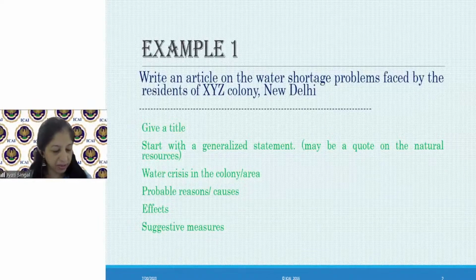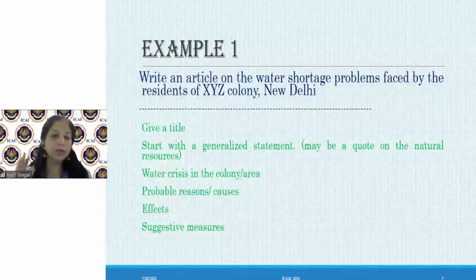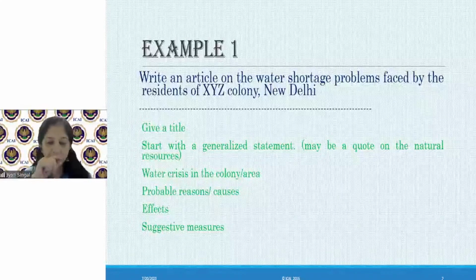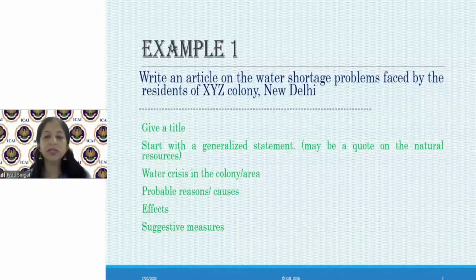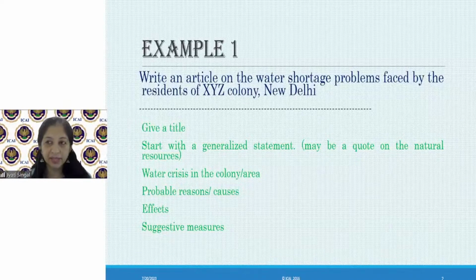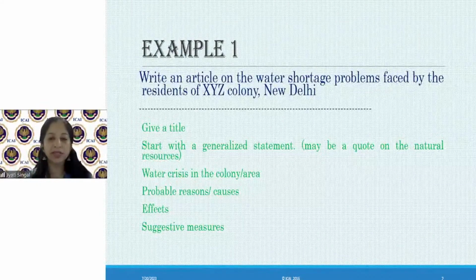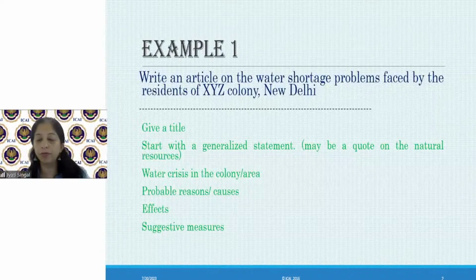Now let's start. So first of all, you are giving a title, like you can see on my screen. The first thing you have to do is give a title. Now in this case, you can say water crisis hits some colony of Delhi. For example, the colony is XYZ. Water shortage, water crisis hits XYZ colony of New Delhi.